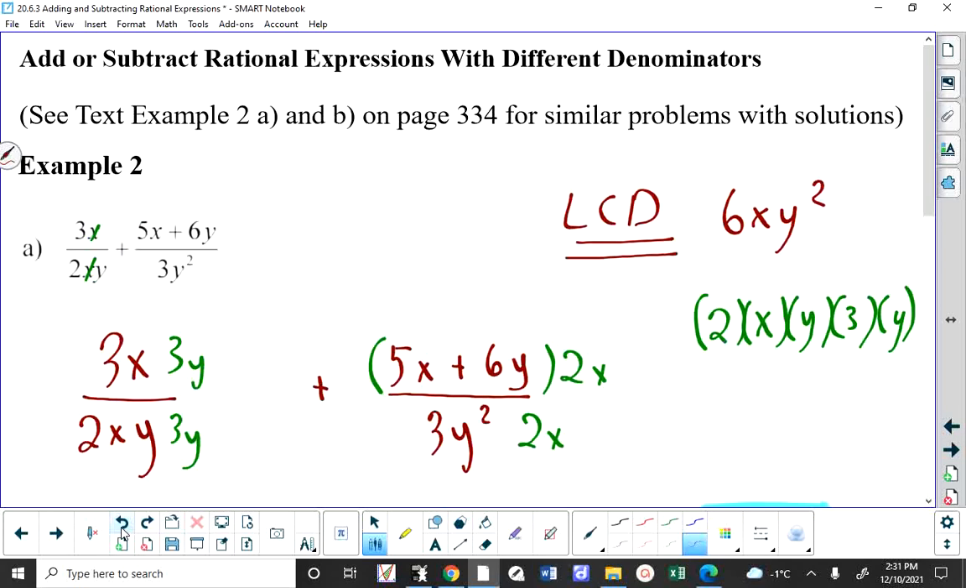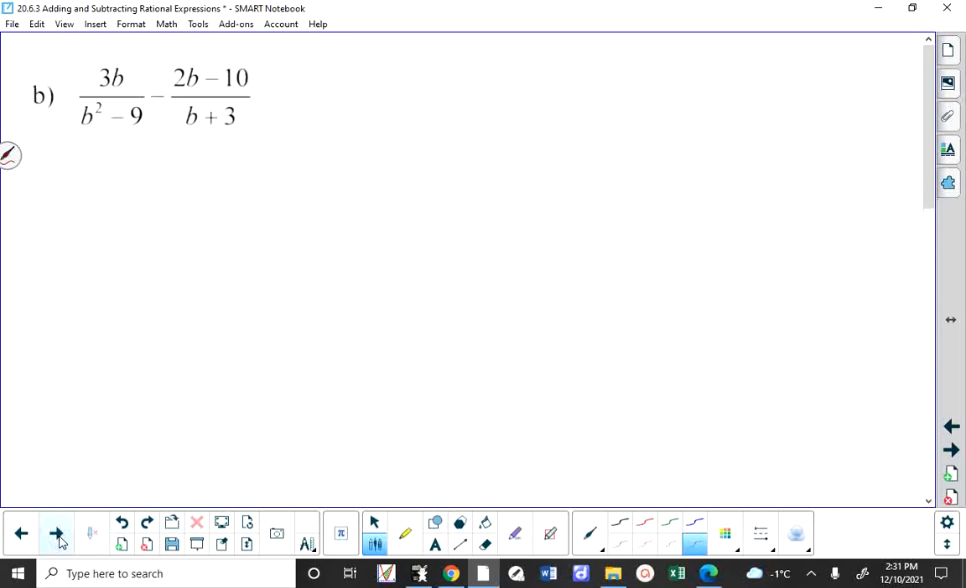Any other questions with example 2a? Right. I did talk about this one this morning, and I'll ask the same question now that I asked this morning. How many of you see that b squared minus 9 is the lowest common denominator?